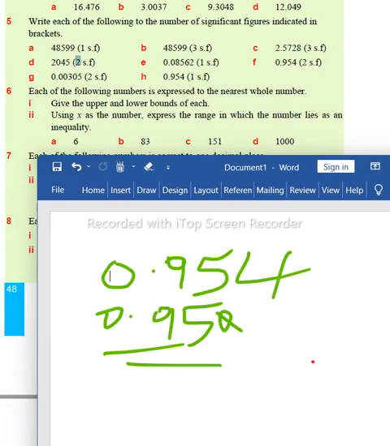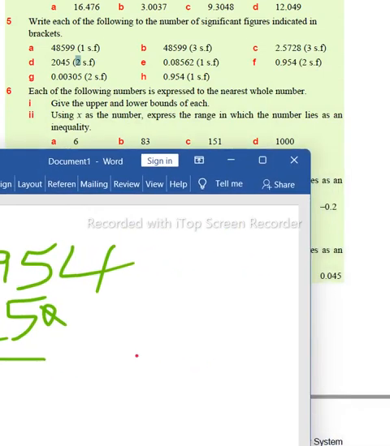And the other question we will jump, because this is the same as this. So let us do H. Question letter H says 0.954.